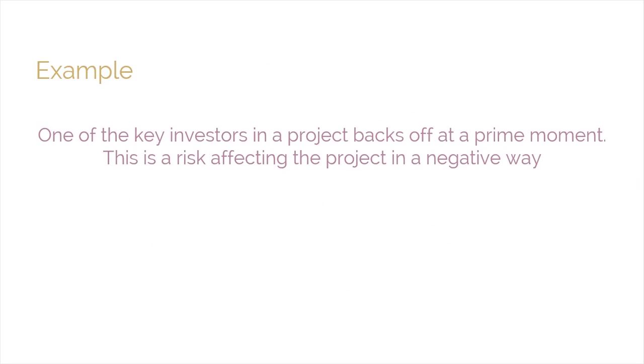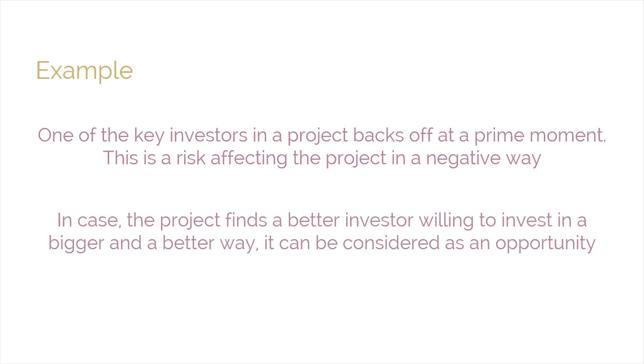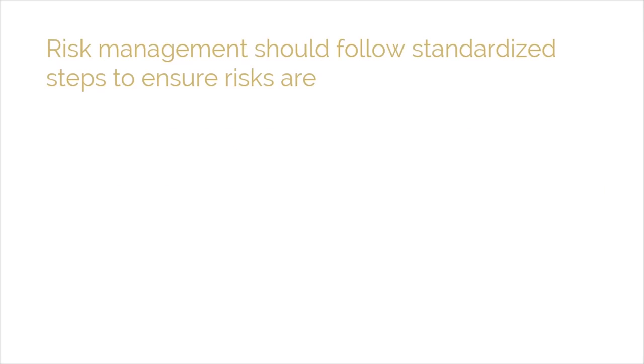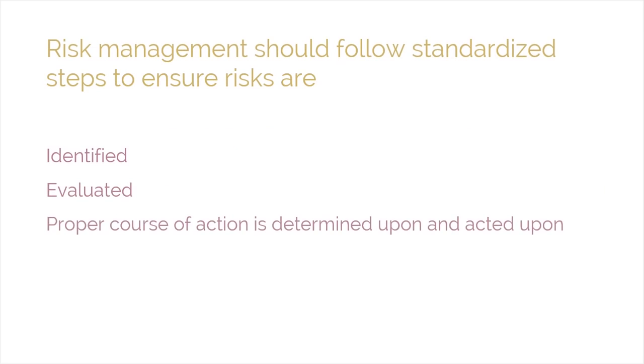For example, consider a situation in which one of the key investors in a project backs off at a prime moment. This is a risk affecting the project in a negative way. However, if the project finds a better investor willing to invest in a bigger and better way, it can be considered as an opportunity. Managing risk must be done proactively. It is an iterative process that should begin at project initiation and continue throughout the project's lifecycle. The process of managing risks should follow some standardized steps to ensure that risks are identified and evaluated, and that a proper course of action is determined and acted upon accordingly.